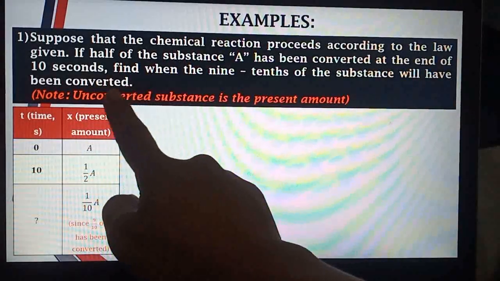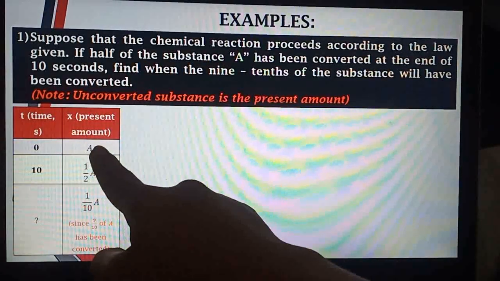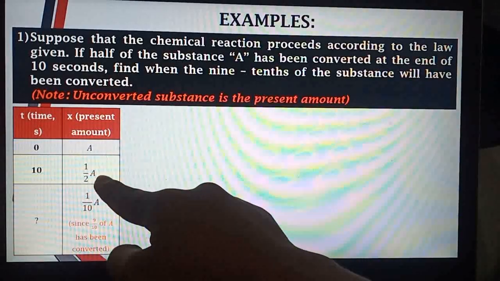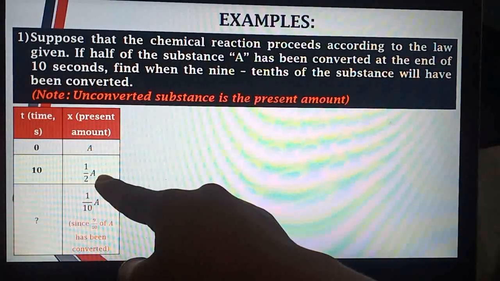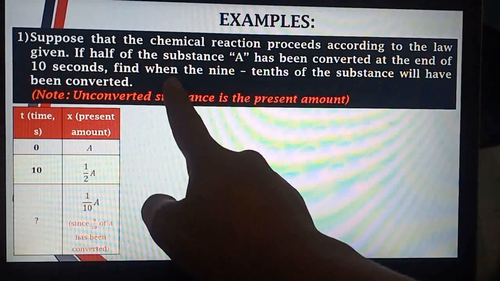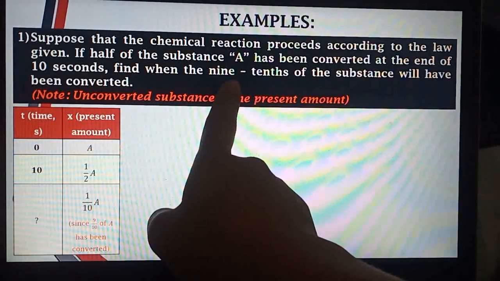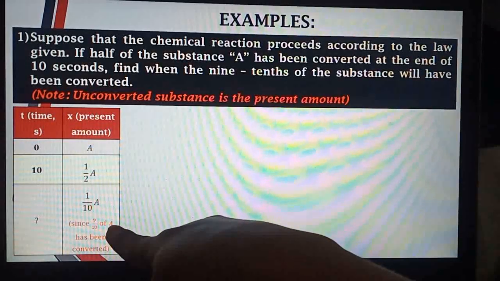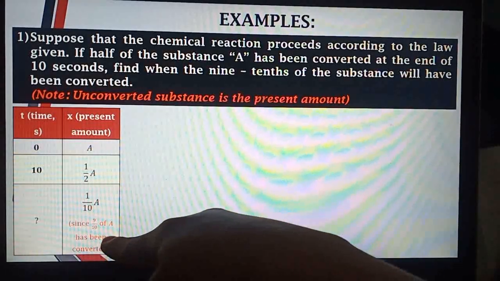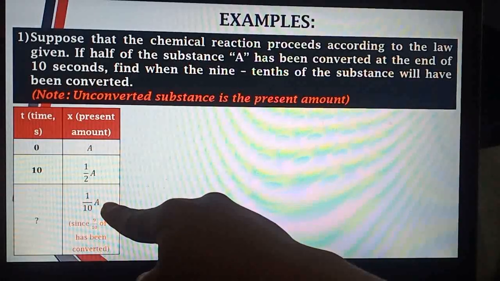Then after 10 seconds, it has been converted into half. So obviously, if you started with one whole and half was converted, half is also unconverted, which is the x or the present amount. So we have 1/2 of A. The unknown is to find when 9/10 of the substance will have been converted. Since 9/10 of A has been converted, what we need is the unconverted substance. So what remains of the substance is 1/10 of A, because 9/10 was converted.